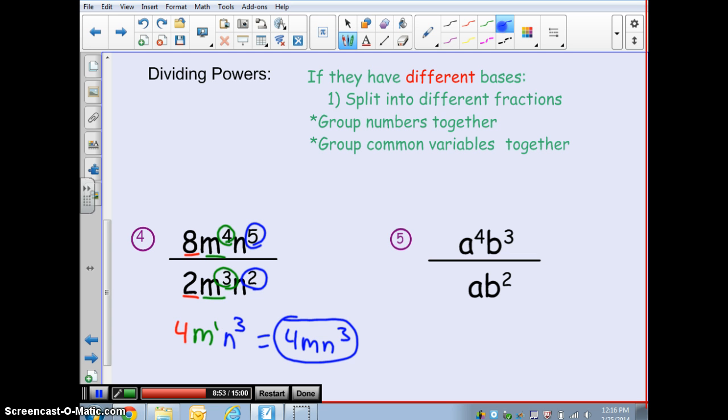Okay, let's do one more. Let's take a look at number 5. We're going to write the common base. I have an a, and I'm going to subtract the exponent. I have a 4 minus, because we don't have a number here for a, we're going to say a to the first power. So I'm going to subtract 4 minus 1 and get 3. And then we'll write our common base b and subtract 3 minus 2 and get 1. And again, if we want to write this more simplified, we would say a to the third b. And that would be our final answer.